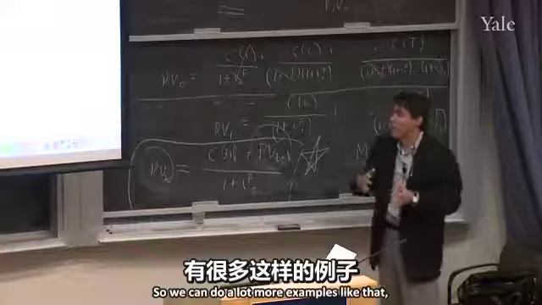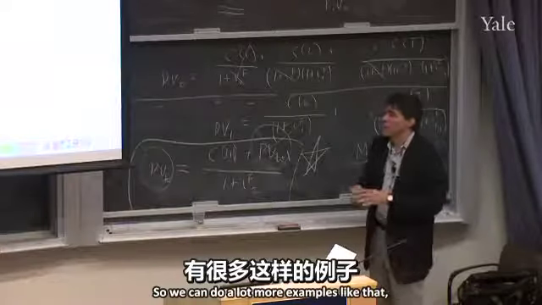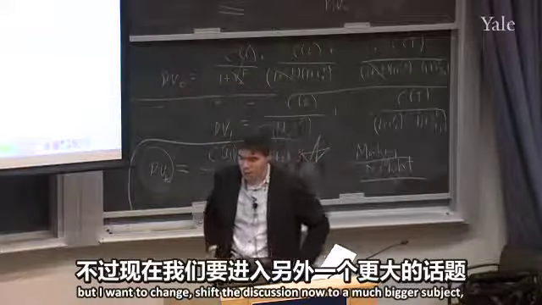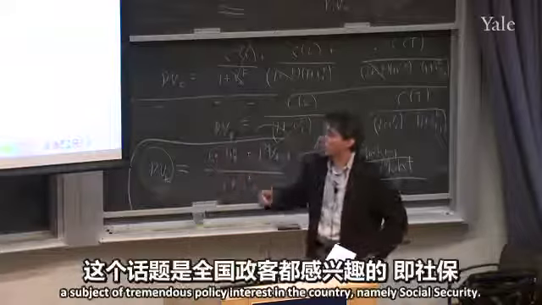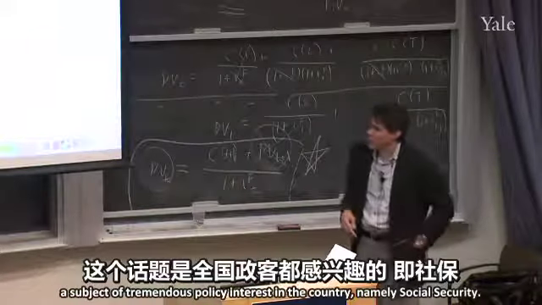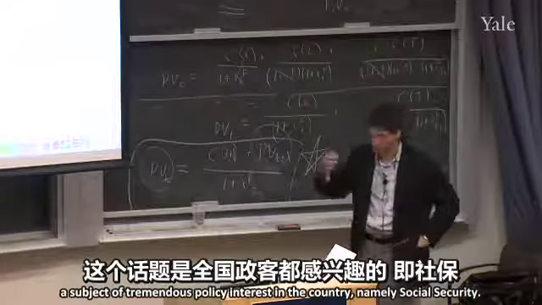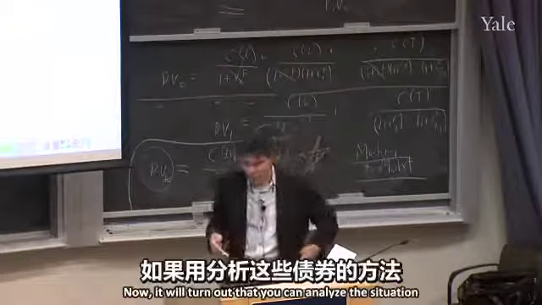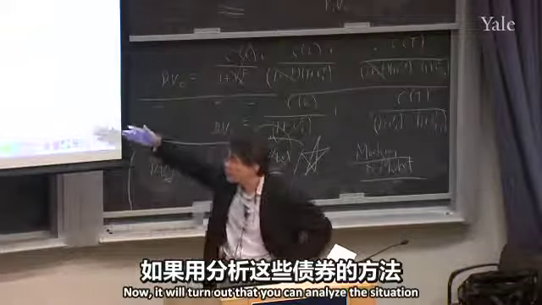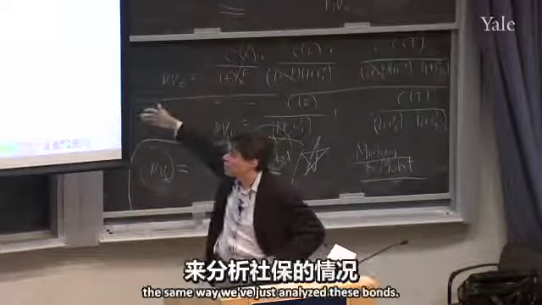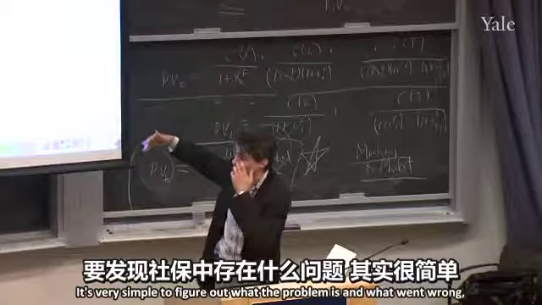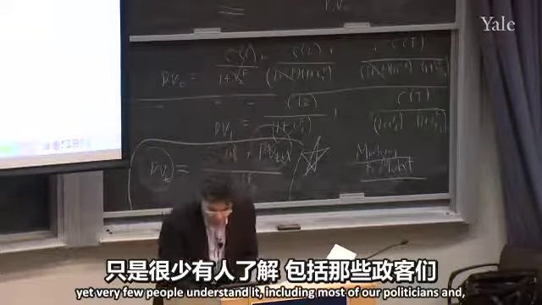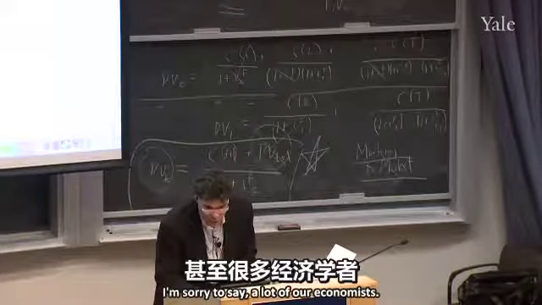Okay, so we could do a lot more examples like that, but I want to shift the discussion now to a much bigger subject, a subject of tremendous policy interest in the country, namely Social Security. What should we do about Social Security? Now, it will turn out that you can analyze the situation the same way we've just analyzed these bonds. It's very simple to figure out what the problem is and what went wrong, yet very few people understand it, including most of our politicians and, I'm sorry to say, a lot of our economists.